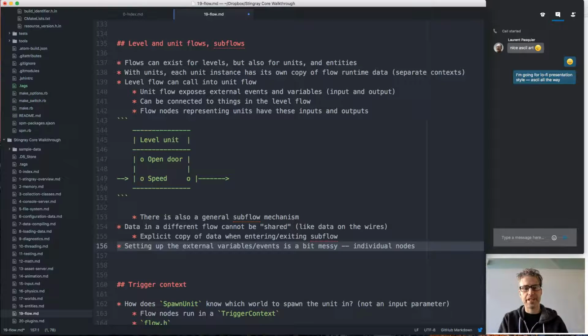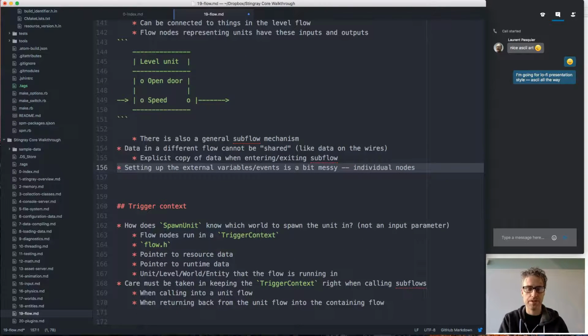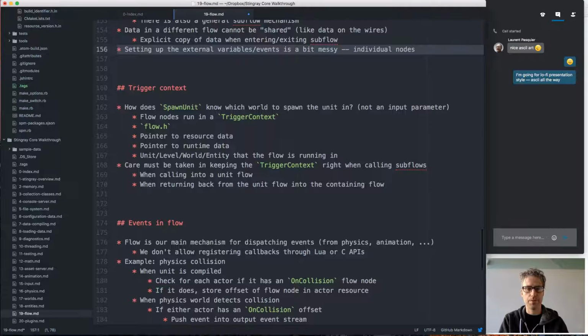I think that we could clean up the way you create external variables and events in a subflow. I think it's a bit messy right now. Currently, the way you do it is that you drop a node into the subflow that is called external input event or something like that, and then it will become an external event. But I think we could clean that up a bit, and maybe have just one node representing all the input data for the subflow. But yeah, something for the future. I think it's a bit messy the way we do it right now.